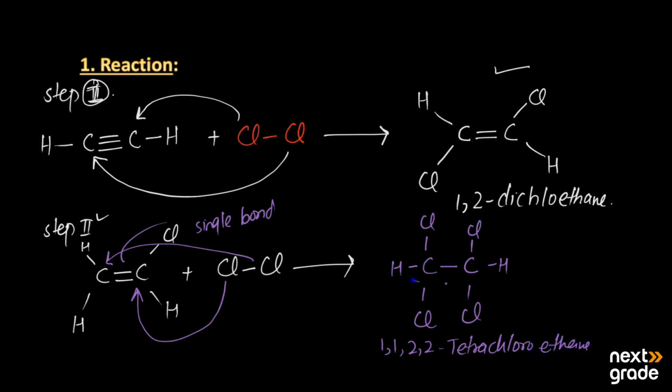Ethane, because two carbon atoms are present. Tetra means four chlorine atoms are present, and the numbers 1,1,2,2 designate the positions of the substituent, that is chlorine. So this is a simple halogenation reaction of the alkynes.